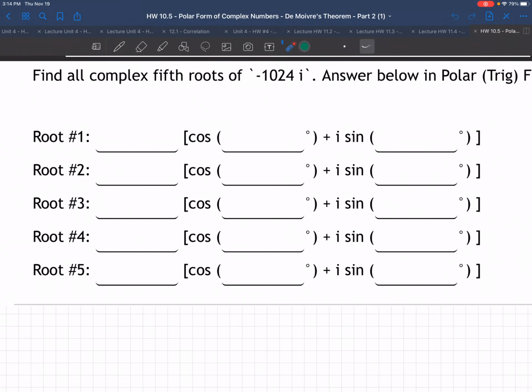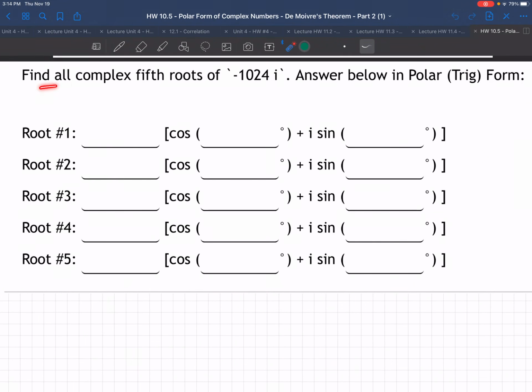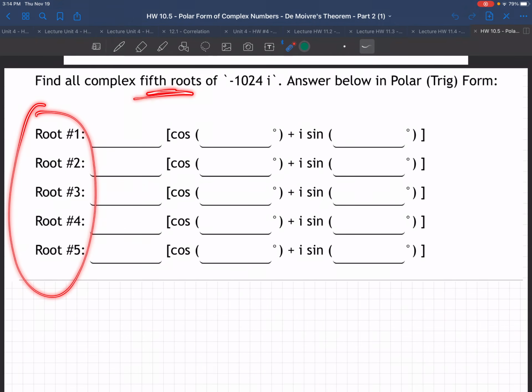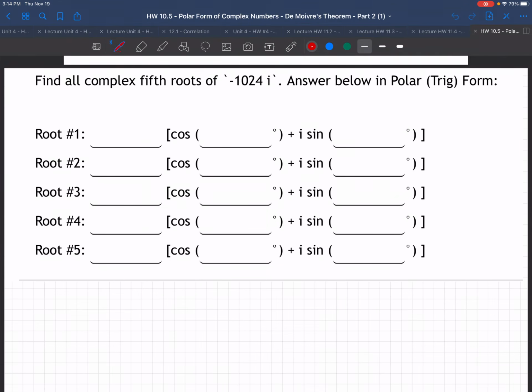Welcome to an example in which we are finding all complex fifth roots of negative 1024i. We're supposed to answer below in polar trig form. There are going to be 5 roots of the number negative 1024i. So the fifth root of negative 1024i, it's kind of a strange thing.